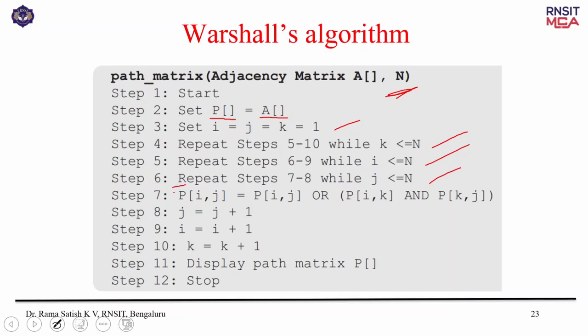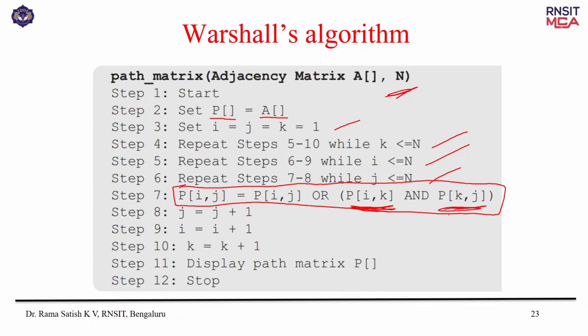Now, very, very important, step number 7. This is the heart of your entire processing. What do you do? Path ij is equal to path ij OR the operation you have to do. You have to do a logical OR operation with path of ik and path of kj. They have to be ANDed, and this AND result of ik and kj has to be ORed with p of ij. And finally that result you will be storing in p of ij.